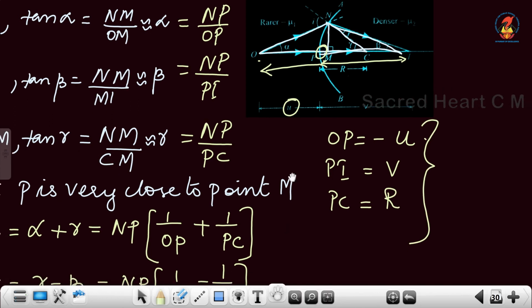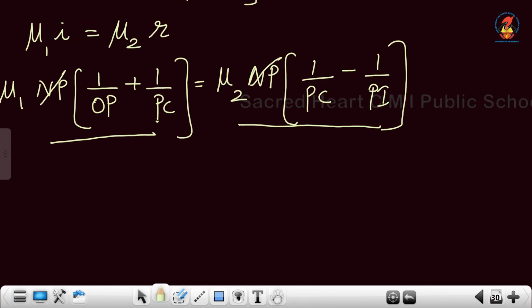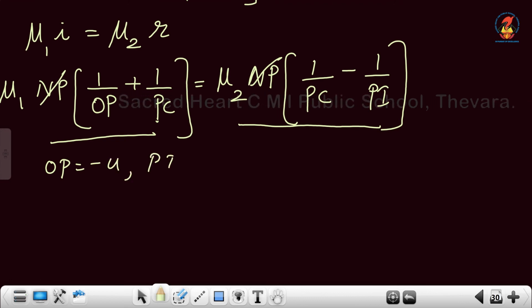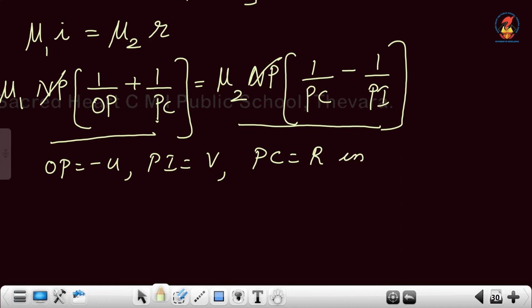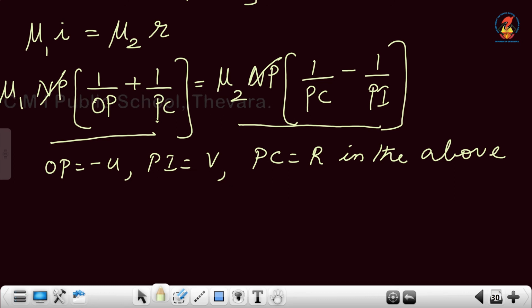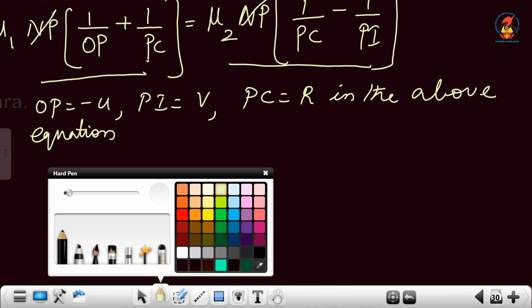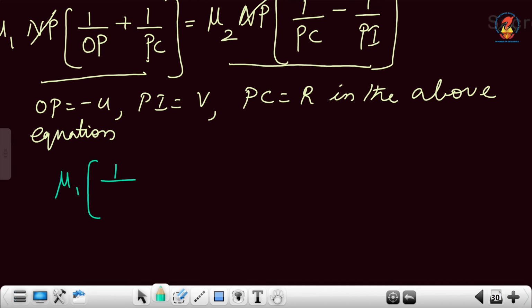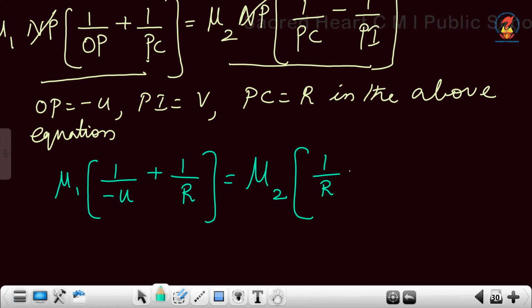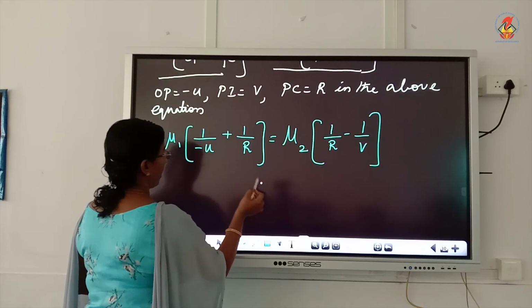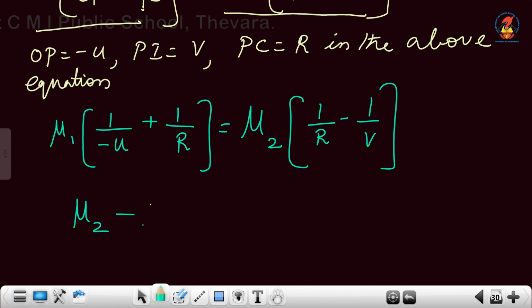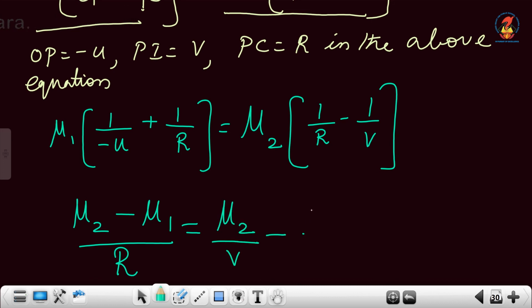Now substituting the value of OP equal to minus U, PI is equal to V and PC is equal to R in the above equation, we get mu1 into 1 by minus U plus 1 by R is equal to mu2 into 1 by R minus 1 by V. Now I am going to rearrange this equation where I can bring the 1 by R terms together. So I get mu2 minus mu1 divided by R is equal to mu2 by V minus mu1 by U.